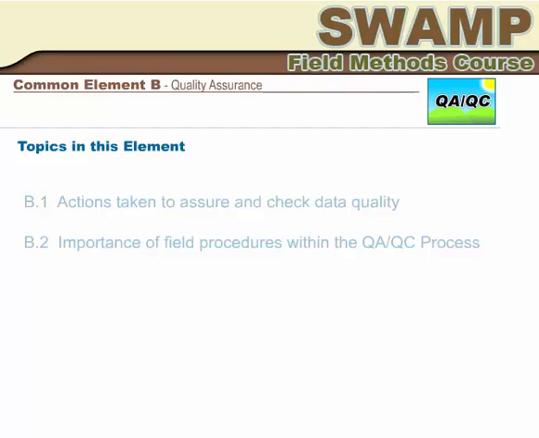Welcome to the Quality Assurance element, Common Element B. This module will focus on quality assurance requirements and considerations that are common to all field monitoring activities that involve measurements or sample collection. The first topic introduces some basic concepts about data of known quality and shows a matrix of activities that need to be done to affect, check, record, and report the quality of data.